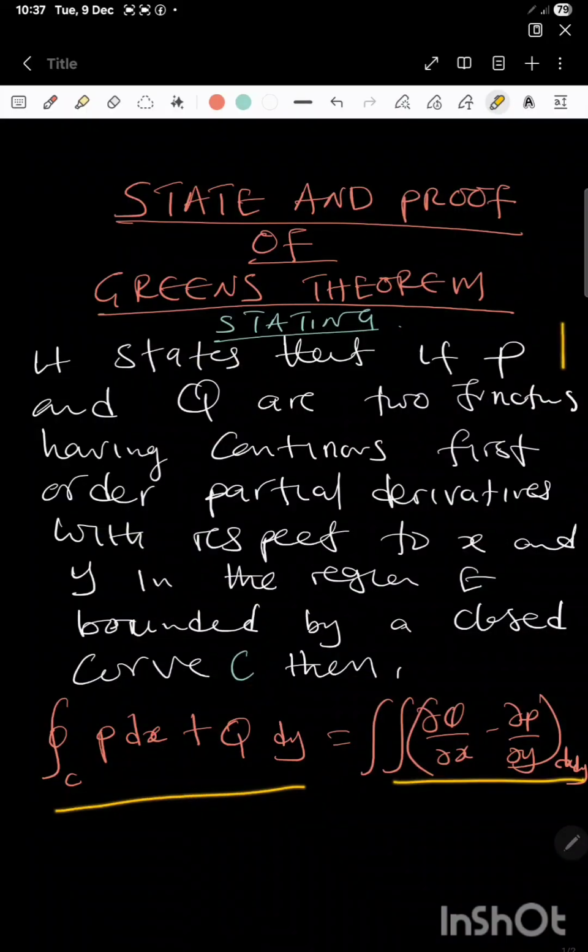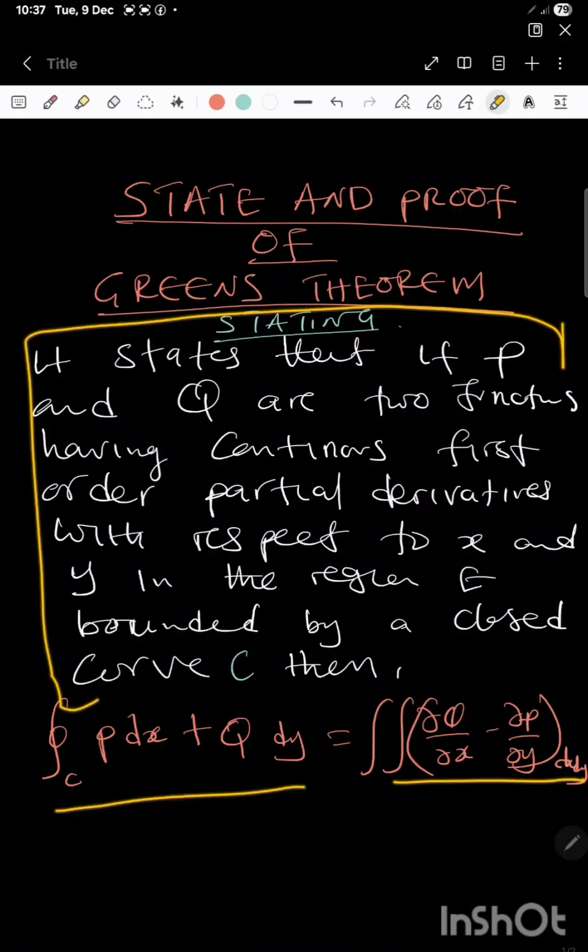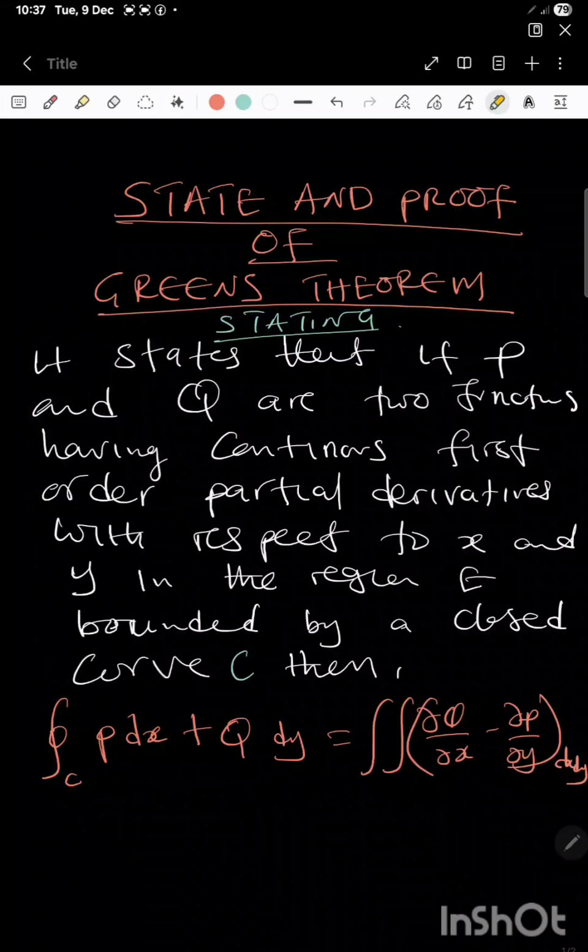So what we've done here is the stating. Now we want to see how we can prove it. When we say that functions P and Q are continuous, it means that they exist and their partial derivatives can surely be found. That's the meaning of continuous. Now, this part is sometimes called the line integral, and this side here is the Green's side that we are now working on.